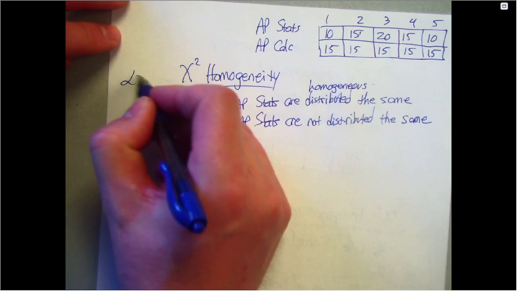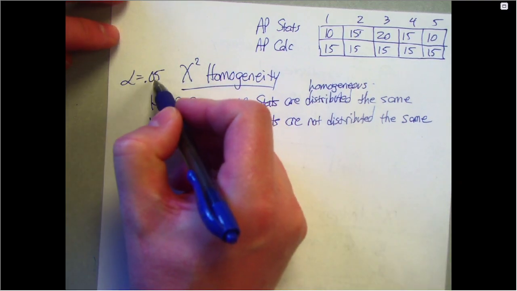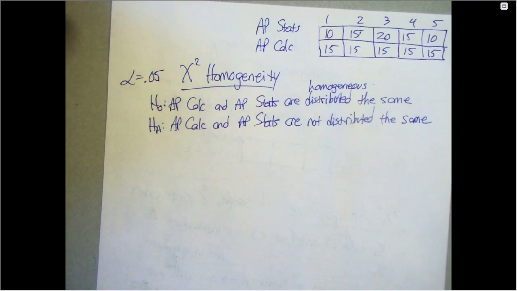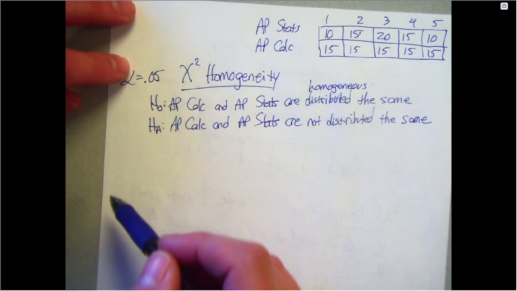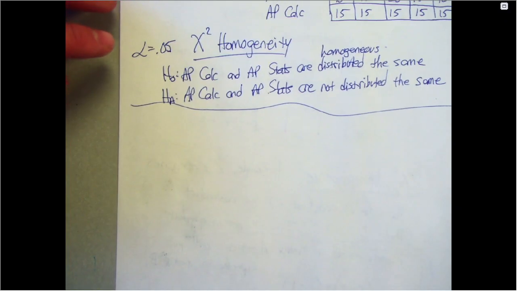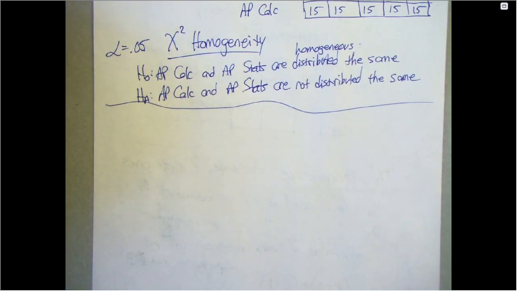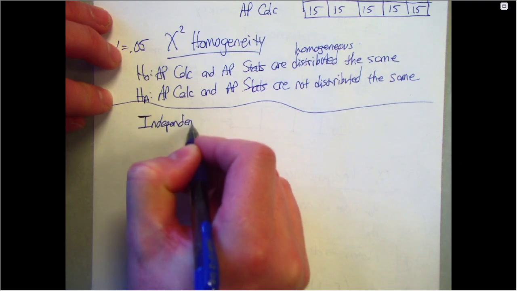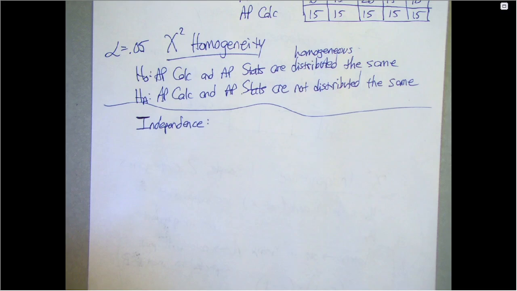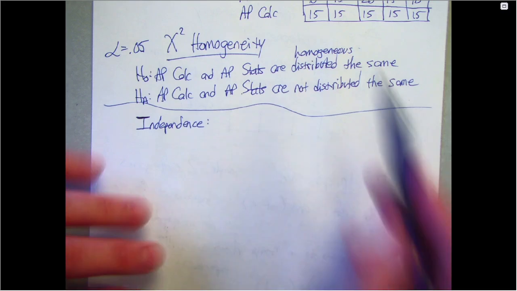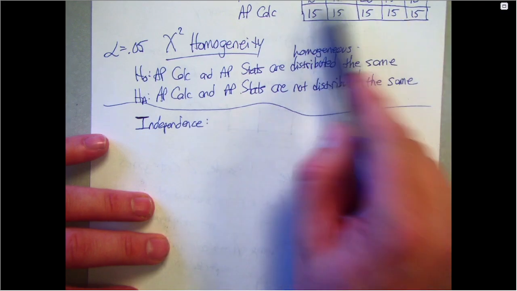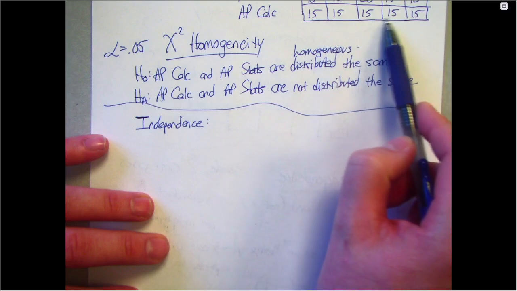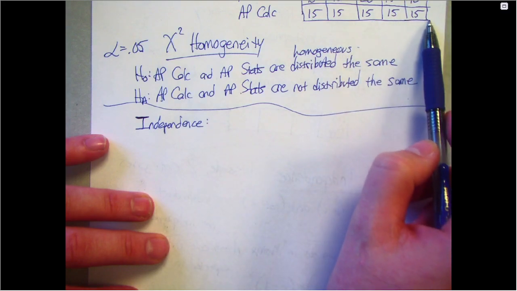Let's say alpha is 0.05. That's our intro. So we got our conditions, which is the IRL thing, right? So I for independence. So what do we got? 30, 50, and 60. Right?